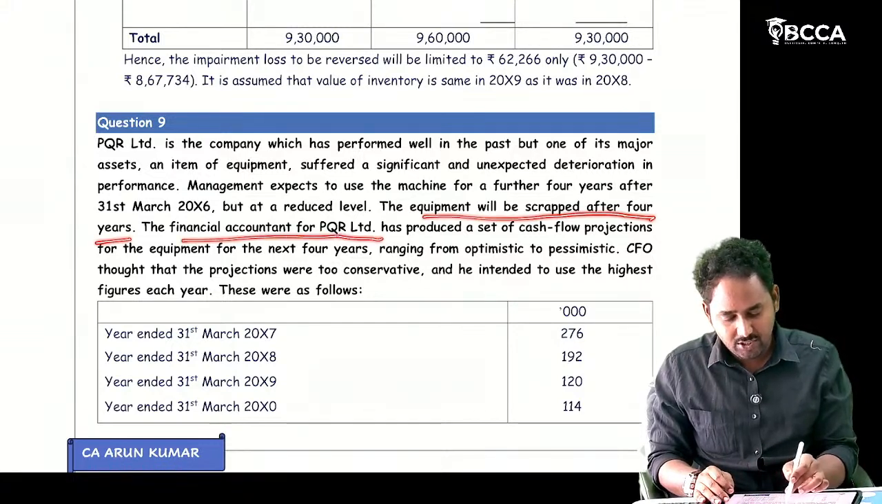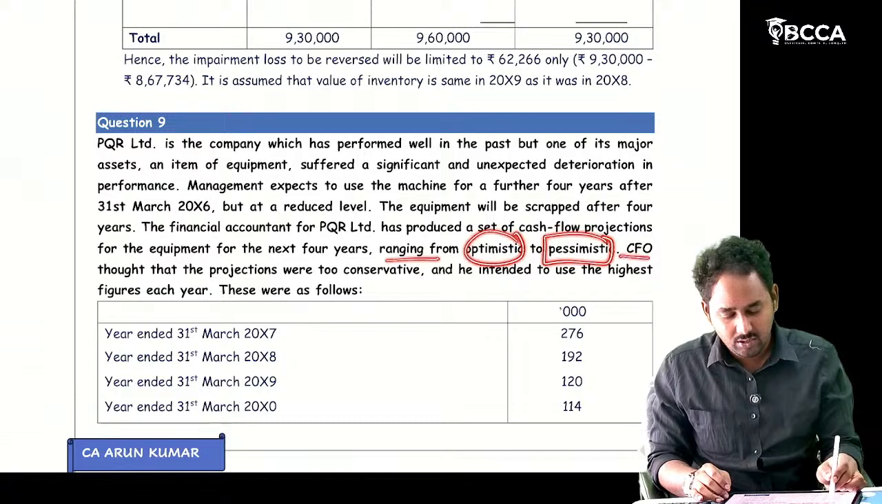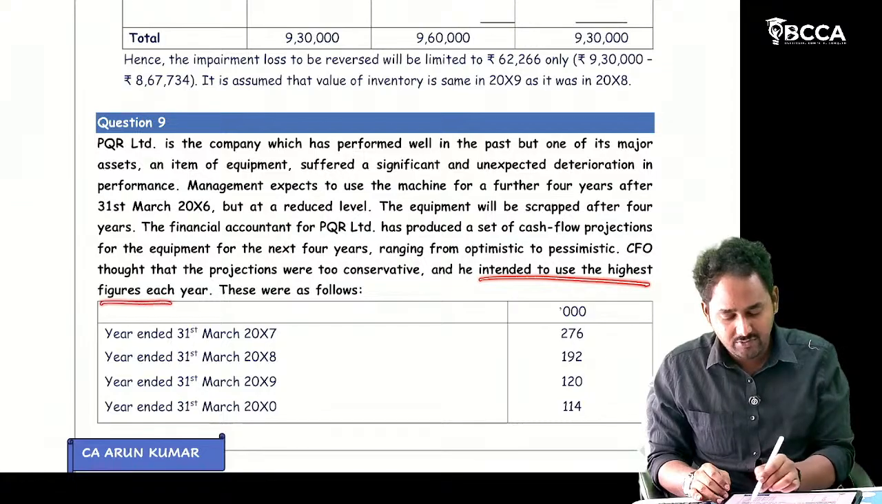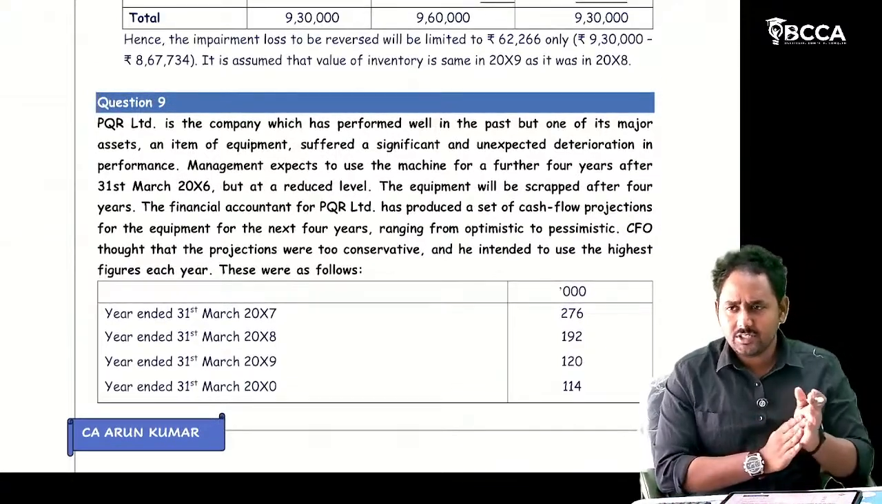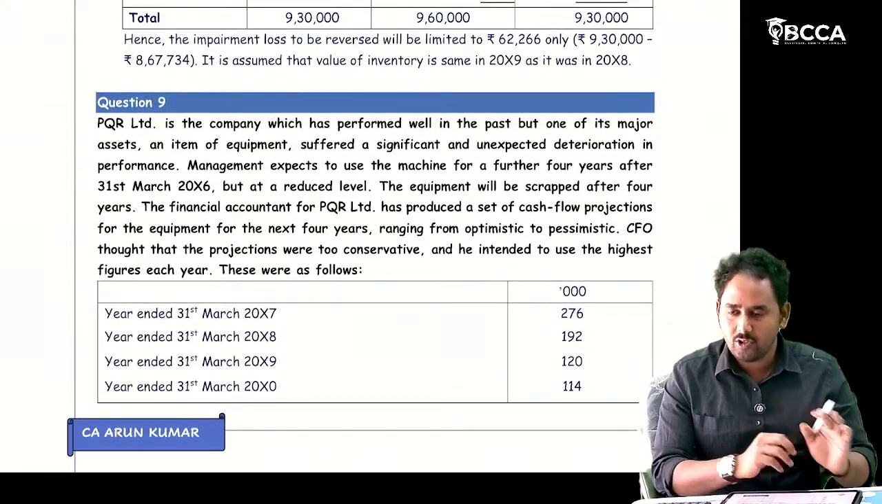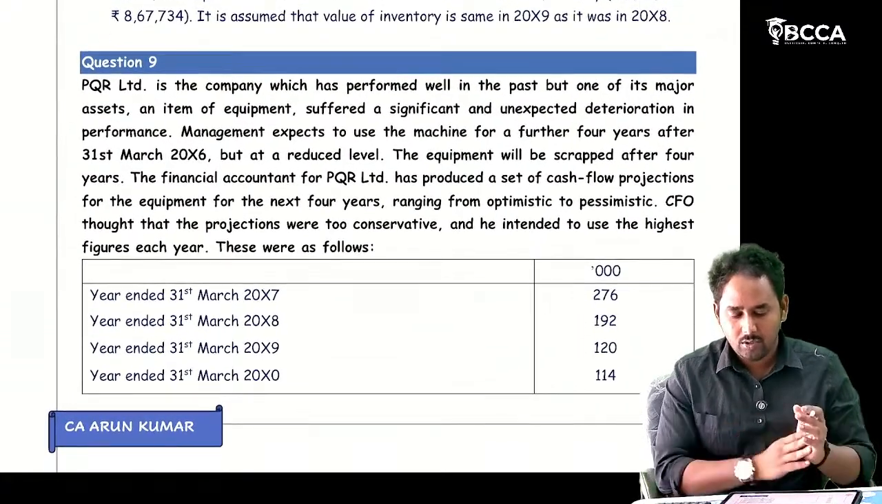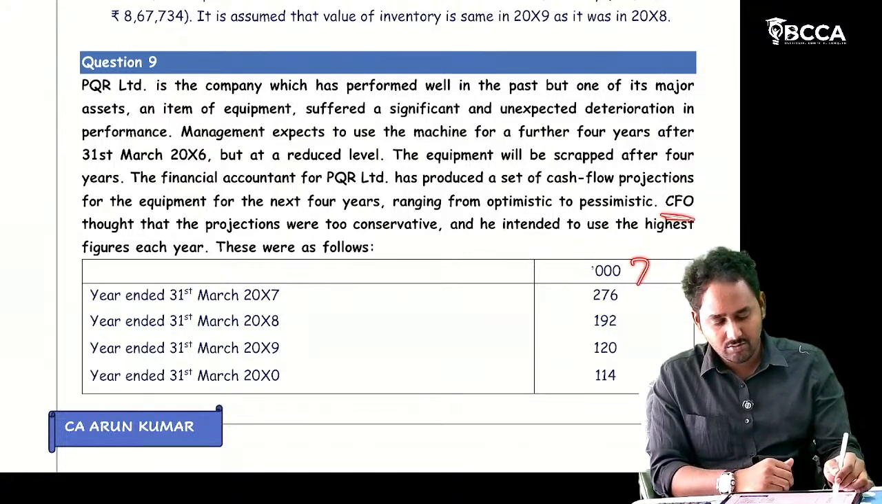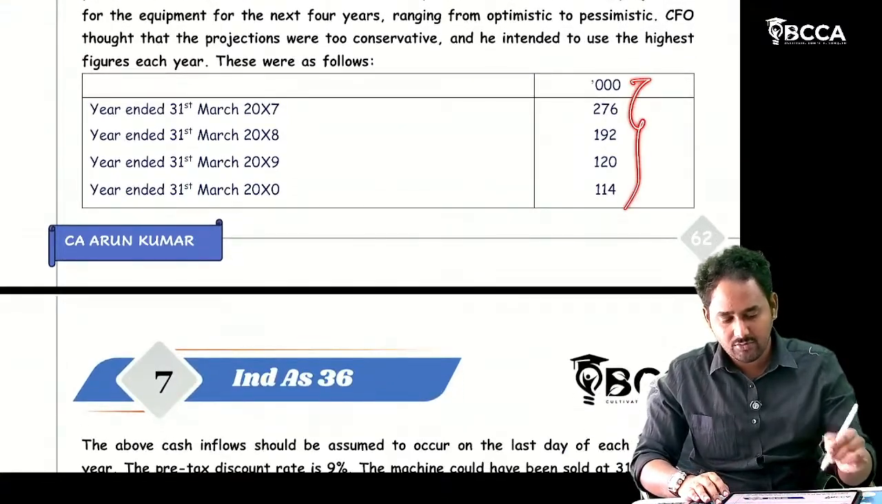The financial accountants for PQR Limited have produced a set of cash flow projections for the equipment for the next 4 years, ranging from optimistic to pessimistic. The CFO thought that the projections were too conservative and he intended to use the highest figures for each year. So now all the discussion is about the expected future cash flows of the equipment. The accountant is giving the cash flows, but the CEO projections are final, so we need to take the CEO projections. These are the CEO projections of the cash flows in the future.